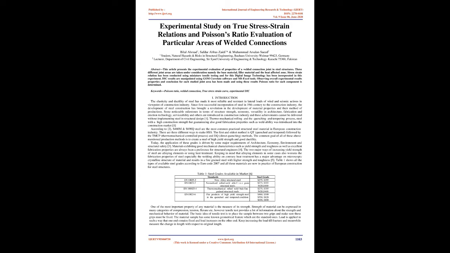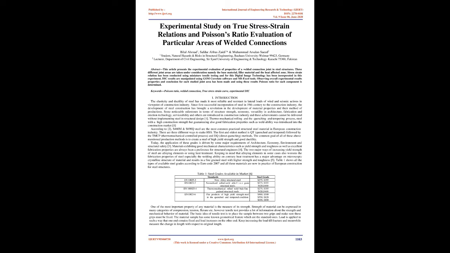Experimental study on true stress-strain relations and Poisson's ratio evaluation of particular areas of welded connections. Abstract. This article presents the experimental evaluation of properties of a welded connection joint in steel structures. Three different joint areas are taken under consideration, namely the base material, filler material, and the heat-affected zone.